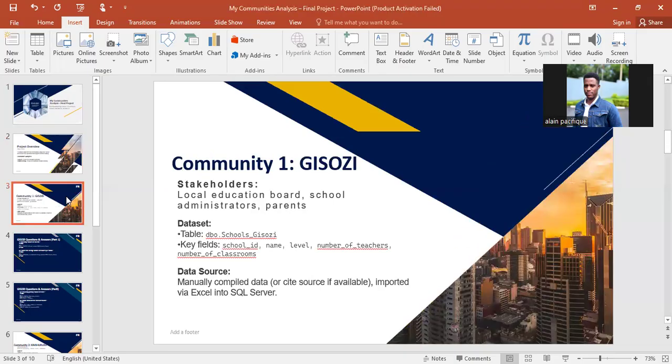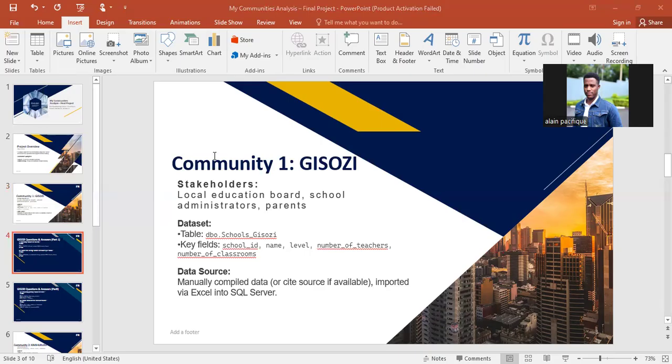Let's talk about the Gisozi section, community one. Let's start with Gisozi. This community focuses on education. The dataset includes information about schools, like the level, number of teachers, classrooms, and principal names. For example, my first question was how many schools are in Gisozi? This is the data. The data sources were available and imported via Excel into SQL Server.